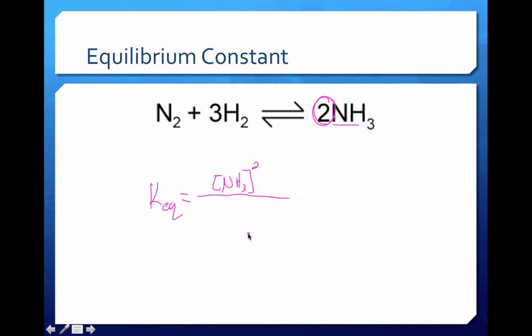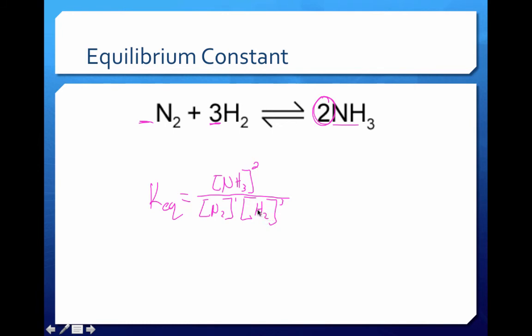So it's going to be the concentration of the ammonia squared divided by the concentration of the nitrogen taken to the first power because its coefficient is 1, times the concentration of the hydrogen gas taken to the third power because its coefficient is 3.